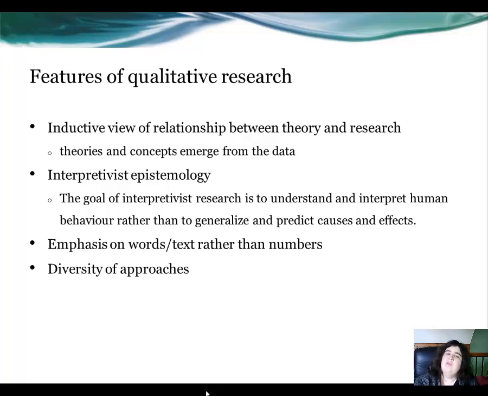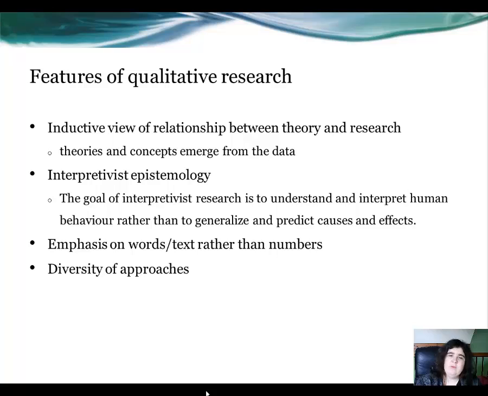The other feature is an interpretivist epistemology. The goal of interpretivist research is to understand and interpret human behavior rather than the generalization of the behavior and rather than the prediction of cause and effect relationships.